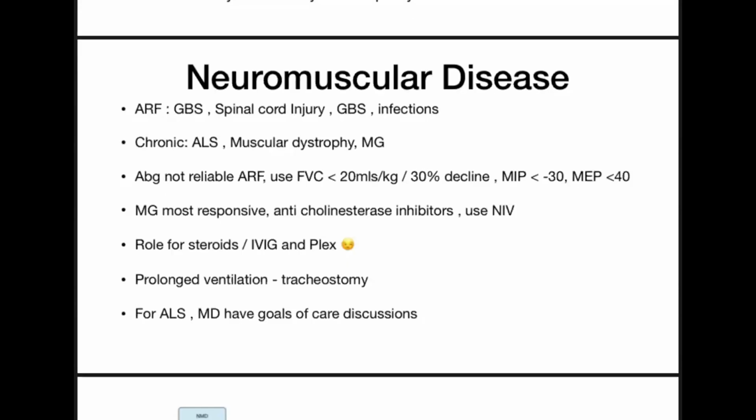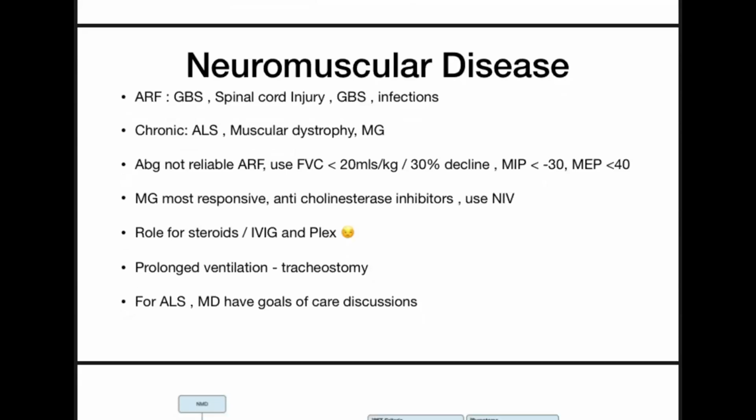So I'll briefly talk about neuromuscular disease. If at any point I'm going on and on, you can stop me halfway if I've used up my time. The other condition that causes restrictive lung disease that usually comes to the ICU is neuromuscular disease. The ones that come in with acute respiratory failure are usually GBS, spinal cord injury, infections. And then there are the acute and chronic types that include ALS, muscular dystrophy, and myasthenia gravis.